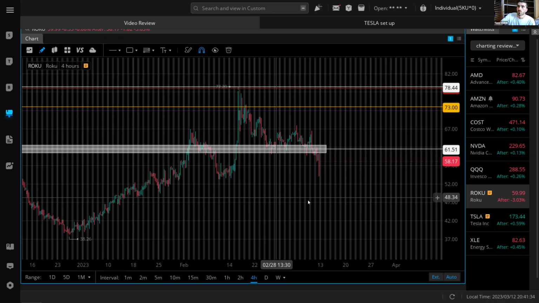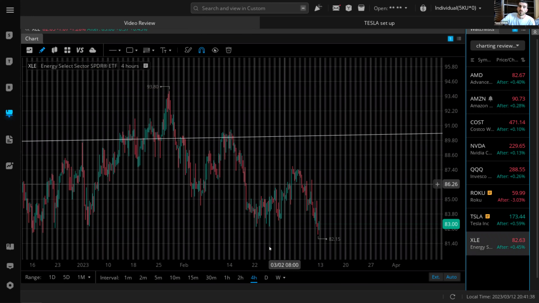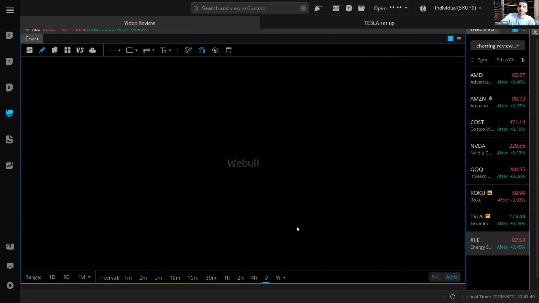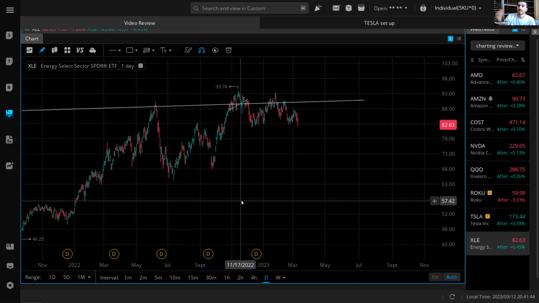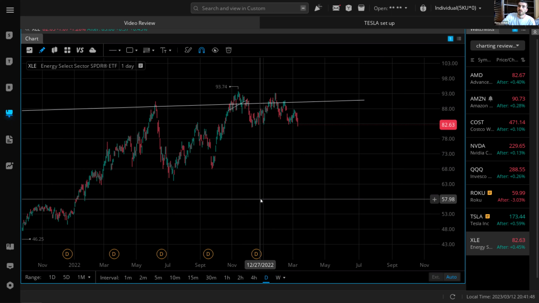So that's what I'm seeing with Roku. And then I know someone mentioned the energy sector, XLE, which is one thing I love to look at when I trade ExxonMobil, Chevron, anything at all. Usually when I trade stocks, I try to use the sector that it's in, and I try to correlate the two charts to see what mirrored image I can find.